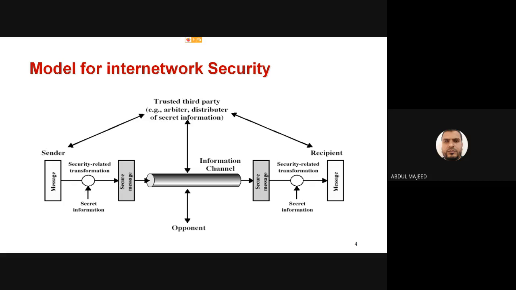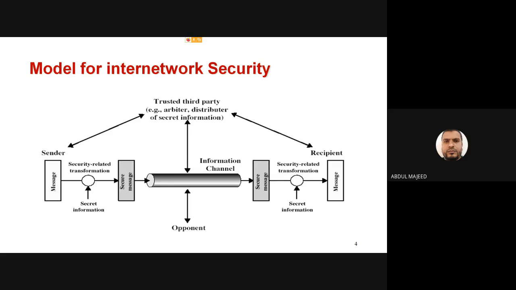This is all about our model for internetwork security: what the components are, how they are connected with each other, what services they are providing, and the order of implementation of the components. First is the plain text. Then we need the encryption algorithm. Along with that, we need the secret information. Then after implementation, we will get the ciphertext.